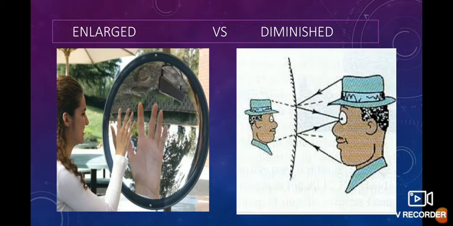Look at the man seeing his reflection in yet another spherical mirror. How do you see? The man looks small. He seems to have shrunk. That is why this image is called diminished. So if the image is larger than the object, we call it enlarged. If the image is smaller than the object, then we call it diminished.